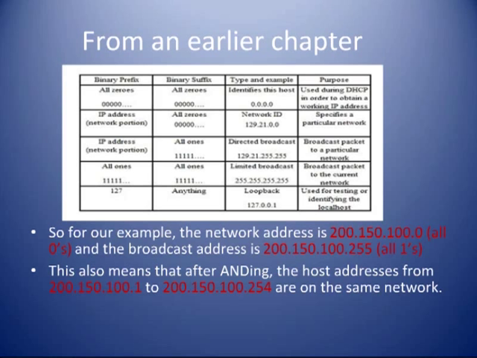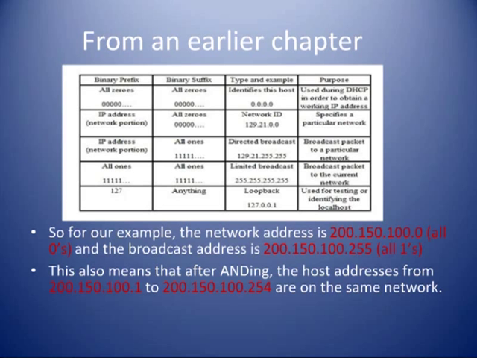Now, if you take the same network address, and instead of having zeros in the host portion, you put ones in there, then you get what we call the directed broadcast at that particular network. And the example here is 129.21.255.255. Okay?